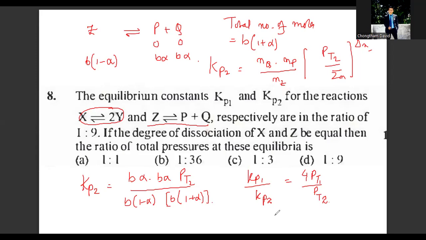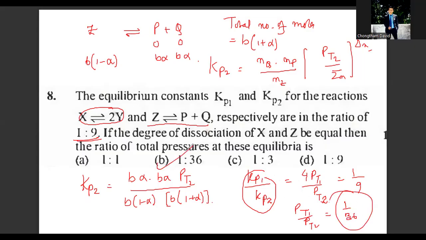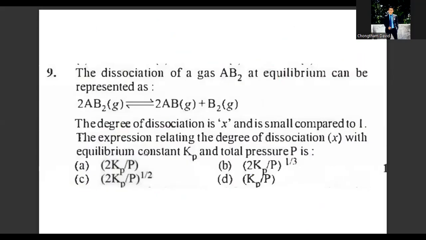So the required ratio, because the given Kp1 to Kp2 is 1:9, let us say 1 by 9, so the ratio of the total pressures Pt1 by Pt2 would be 1 by 36. 1:36 would be the answer for question number 8. Quite lengthy, but it was worth solving the question. Important question it is. Anyway, let us read question number 9.